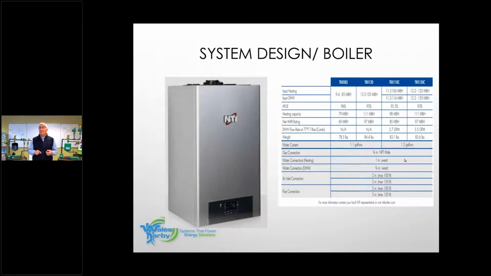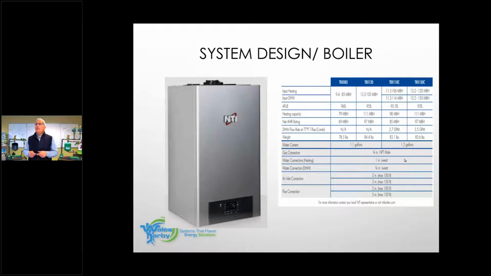So next you're going to see the heating capacity. And under that 85, it says 79,000 BTUs. And then underneath that, it says net AHRI rating. And that says 69,000 BTUs. What's the difference and which one do I pick? Well, the difference obviously is 10,000 BTUs, but it's really where the boiler is going to be located.